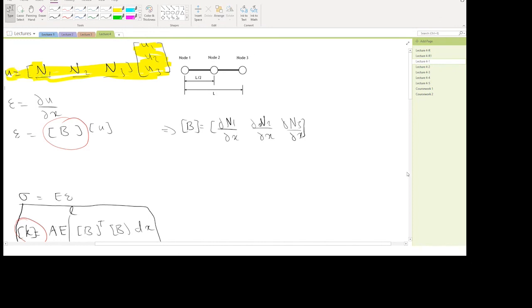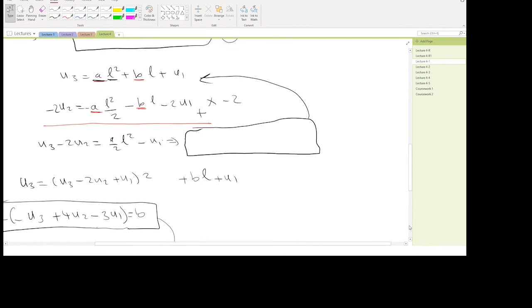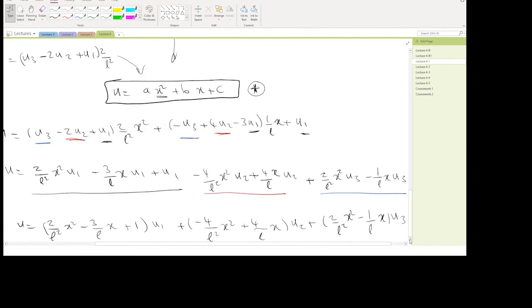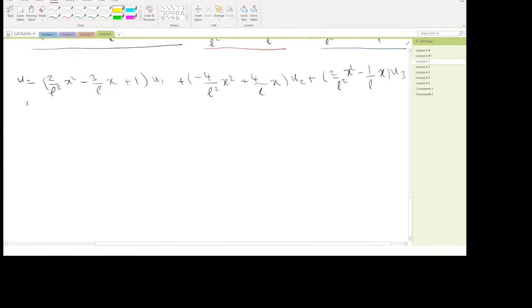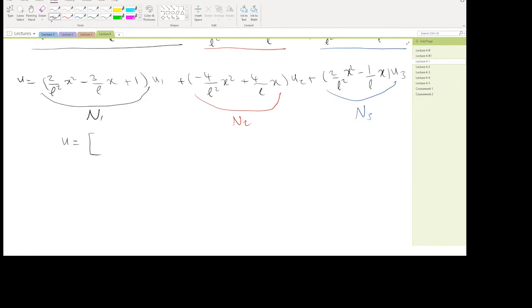So I'm just going to rewrite it here below. It is a lengthy one. So U is going to be this part here. I'm going to call it N1. And this part here is my N2. And this part here is my N3. So I'm just going to write them down.